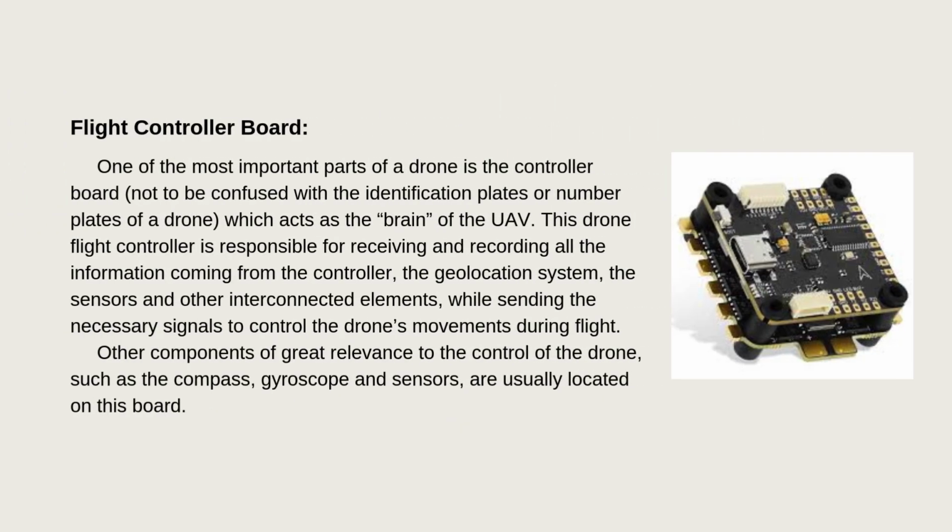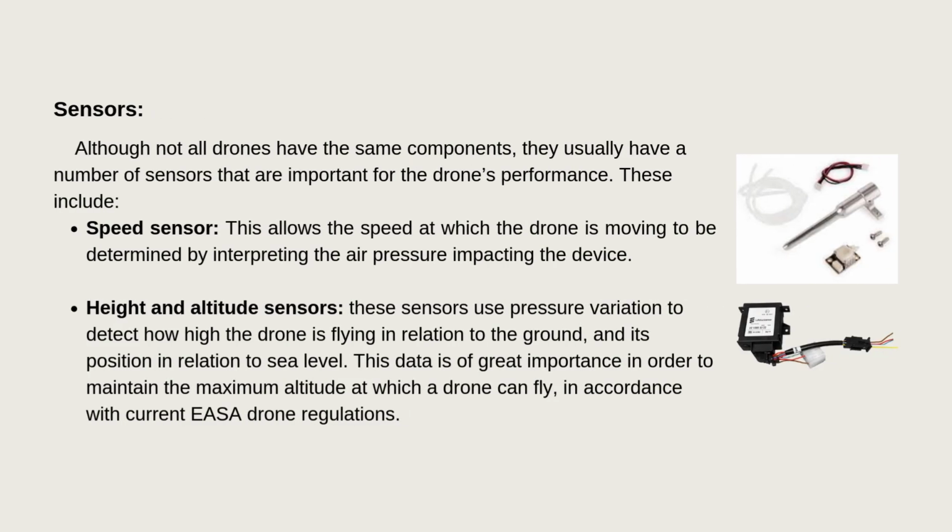Flight controller board. One of the most important parts of a drone is the controller board, not to be confused with the identification plates or number plates of a drone, which acts as the brain of the UAV. This drone flight controller is responsible for receiving and recording all the information coming from the controller, the geolocation system, the sensors and other interconnected elements, while sending the necessary signals to control the drone's movements during flight. Other components of great relevance to the control of the drone, such as the compass, gyroscope and sensors, are usually located on this board.